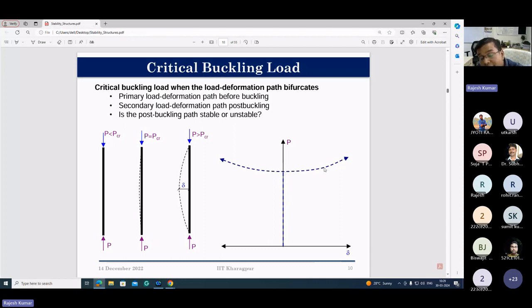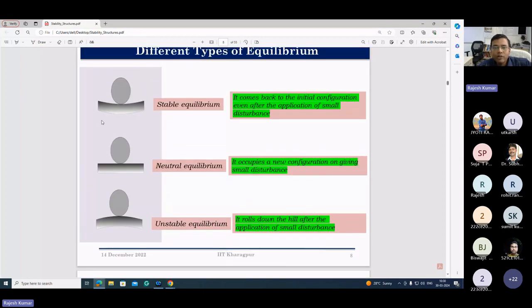And this path is known as the post buckling path. This path is known as buckling. So this bifurcation point is known as buckling of the structure. If you calculate this load, that load is known as the buckling load. This path is known as the primary path, which is the stable path, and this path is the secondary path, which is stable or unstable, that you have to check by some examples. I am going to discuss that later, and then we'll see whether this path is stable or not.